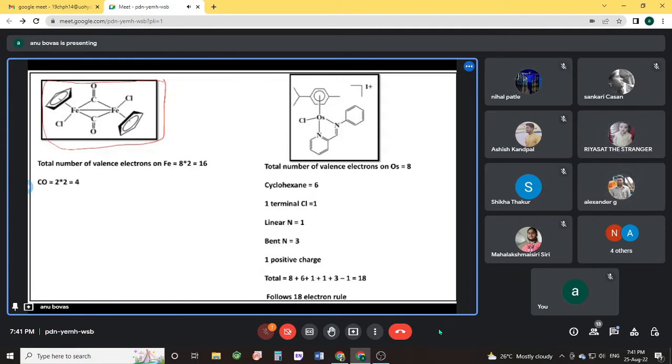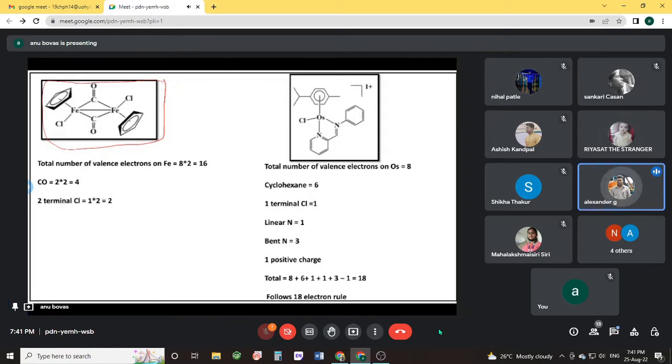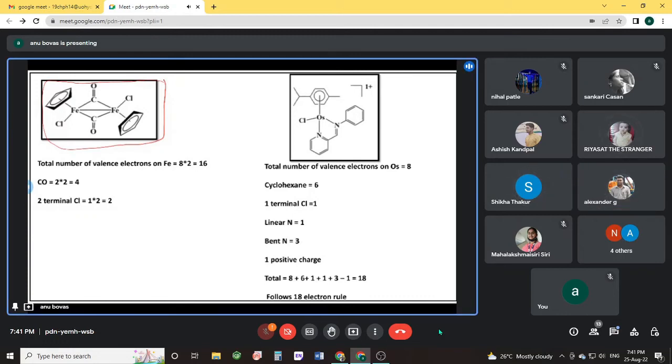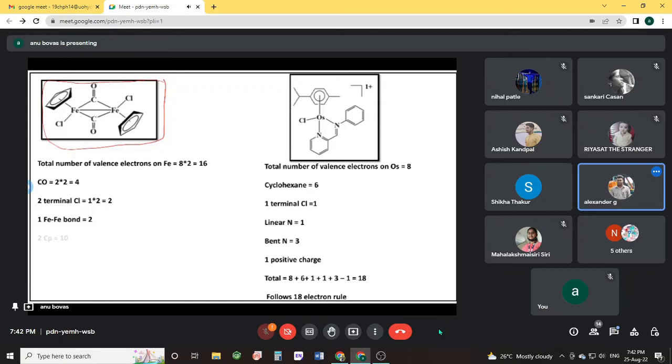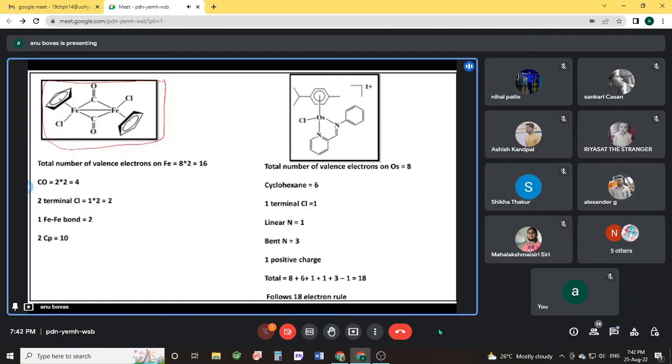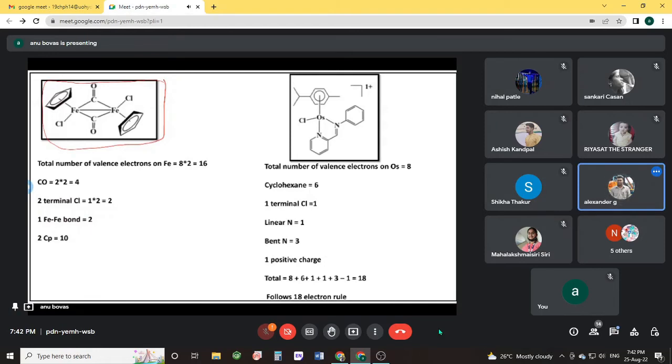So how many electrons will it give in total? 4. Okay. Now, chlorine. How many chlorine atoms are present? 2. Correct. And 2 terminal means 1 electron each. So 1 into 2 will be equal to 2. And how many metal-metal bonds? 1. So, 2 electrons. And how many Cp? 2. And each Cp will give 5 electrons, so in total it will give 10 electrons.